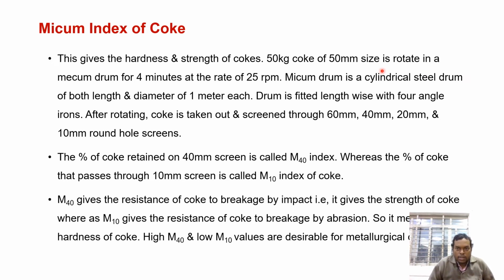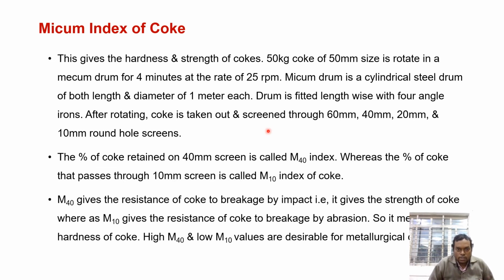Micum drum is a cylindrical steel drum of both length and diameter of 1 meter. The length is 1 meter, the diameter is also 1 meter. The drum is fitted lengthwise with 4 angle irons. That means there are 4 angle irons fitted into the drum.